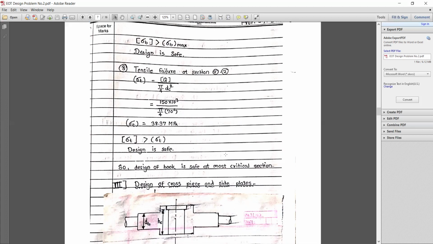Okay, so for now we stop over here. In the next design we will discuss the further things.